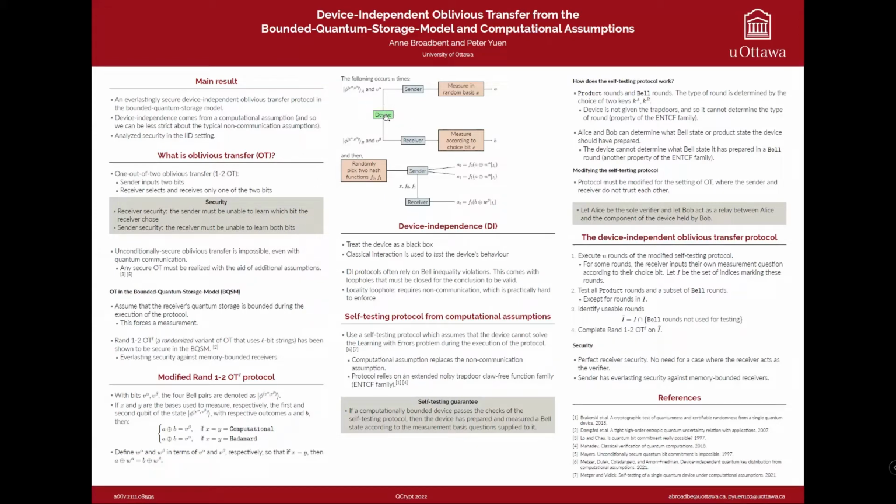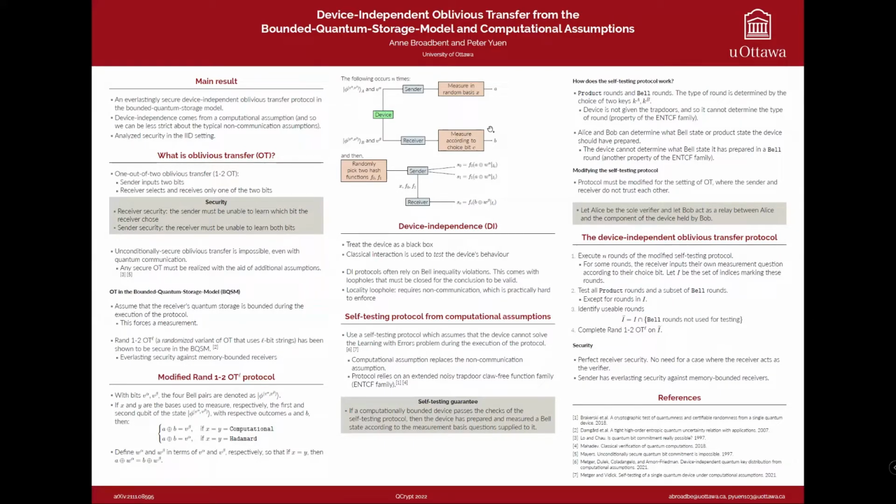So there's a device that we trust. It's going to be producing Bell pairs, one of the 4 Bell pairs at random. It's going to send the first qubit to the sender and the second qubit to the receiver, along with these bits V alpha and V beta. The sender is going to measure in a random basis. This could be the computational basis or the Hadamard basis.